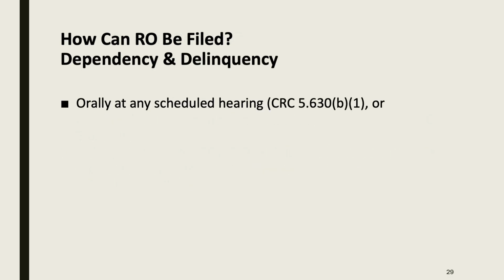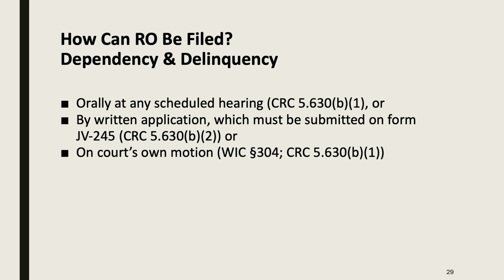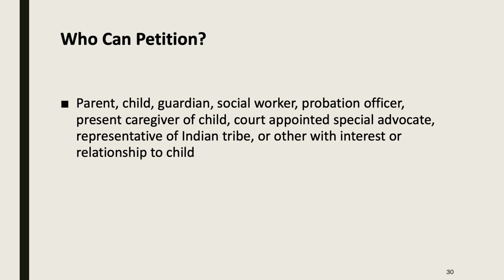How can it be filed? Well, it can be filed orally at any scheduled hearing, by written application, which must be submitted on a particular form, JV 245. It can be brought on the court's own motion. And who can petition? Well, the parent, the child, the guardian, the social worker, the probation officer, the present caregiver of a child, a court-appointed special advocate, representative of an Indian tribe, or some other person with an interest or a relationship to the child.